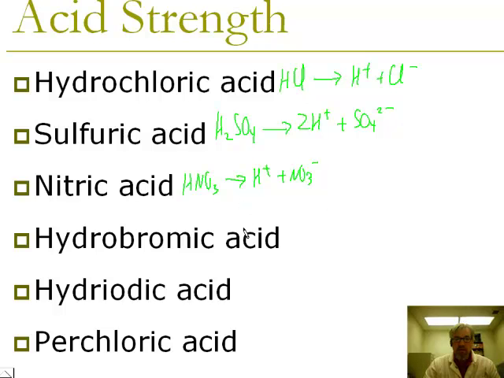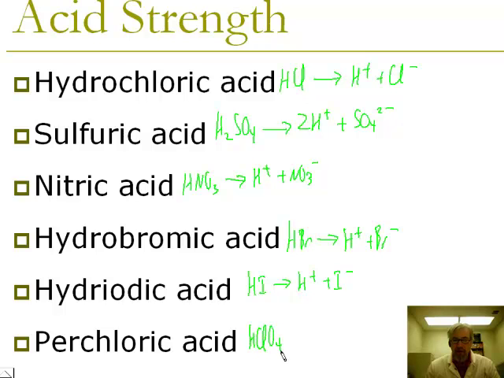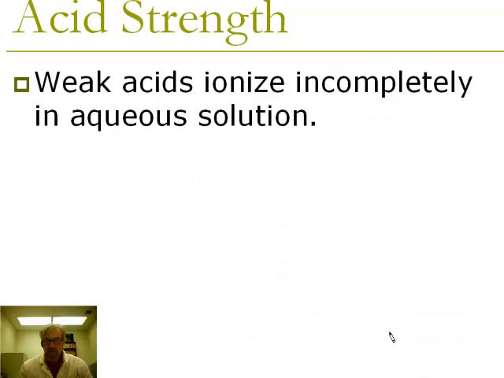Hydrobromic acid, HBr, will split up completely to give you H+ and Br minus. Hydriodic acid is HI, which will split up to give H+ and I minus, and this will completely ionize. Perchloric acid is HClO4, and HClO4 will split up completely to give you H+ and the perchlorate ion, ClO4 minus. Weak acids don't do that.